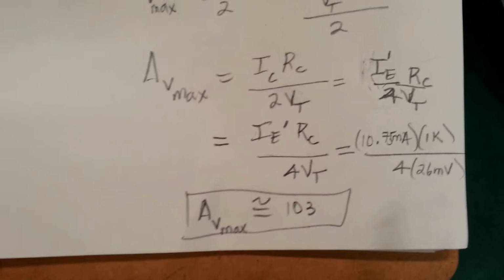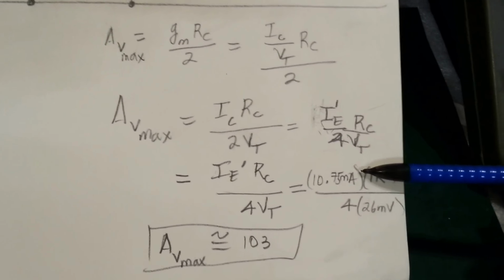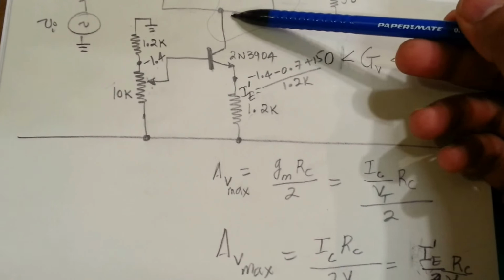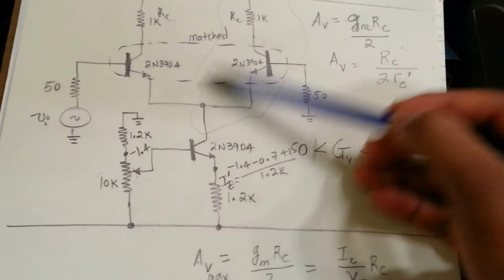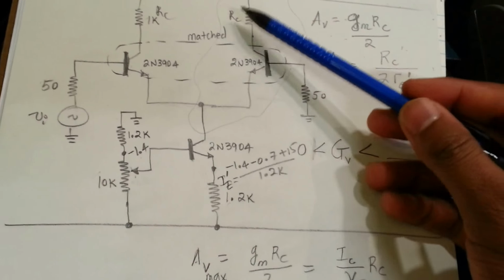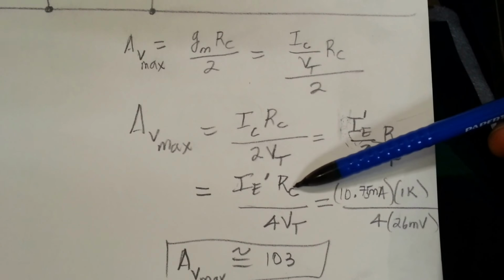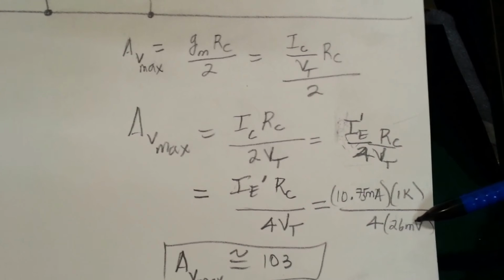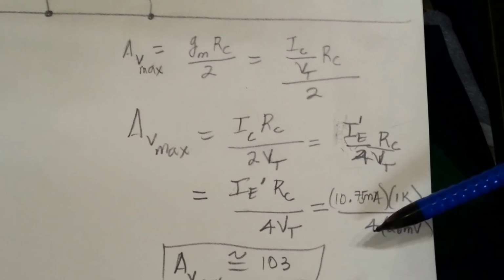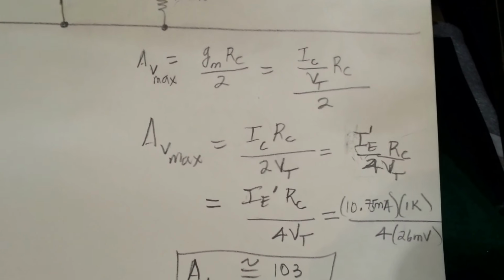So basically, if you take a look at the parameters I put in, the 10.75 milliamps is the current passing through this transistor, through this current source, which will be twice the amount that's passing through here, right? Because these two are added, so this current is twice the amount of this current. Then we put the collector resistor we're given as 1K. We put the 4 constant and the 26 millivolts of the thermal voltage at 25 degrees centigrade. We get the maximum gain to be 103.